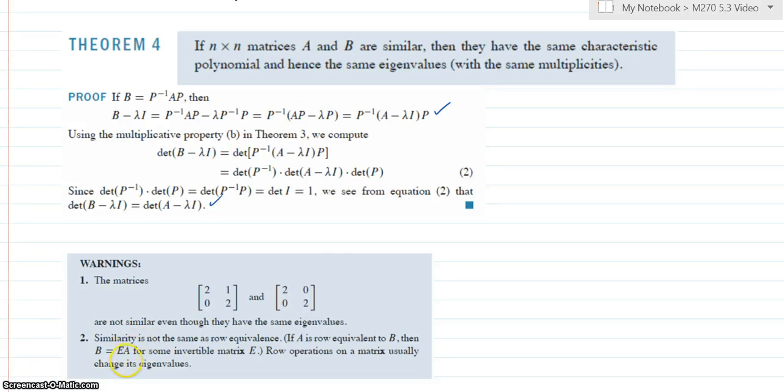The second warning is that similarity is not the same as row equivalence. If A is row equivalent to B, then B equals some EA for some invertible matrix E, and row operations on a matrix usually change the eigenvalues. So, for instance, on the second one here, if you row reduce that, that would be a diagonal matrix with ones along the diagonal, which is not similar, you'll see, to this one.